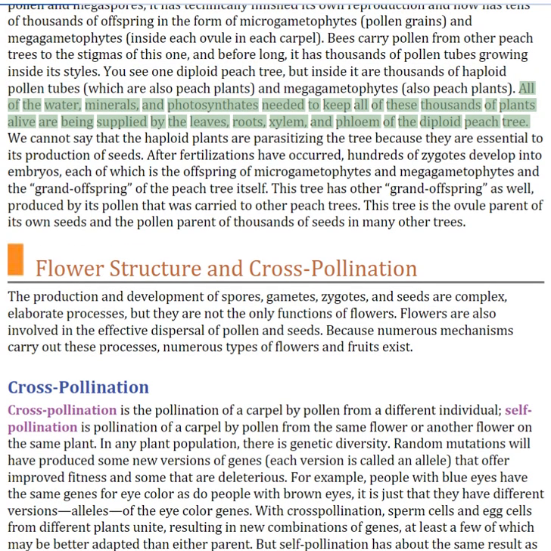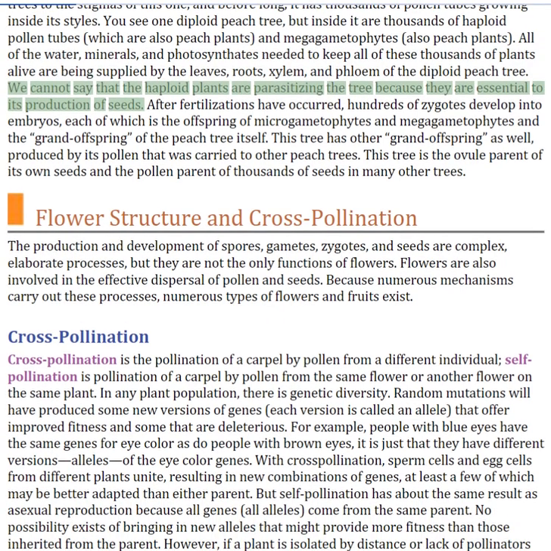All of the water, minerals, and photosynthates needed to keep all of these thousands of plants alive are being supplied by the leaves, roots, xylem, and phloem of the diploid peach tree. We cannot say that the haploid plants are parasitizing the tree because they are essential to its production of seeds.